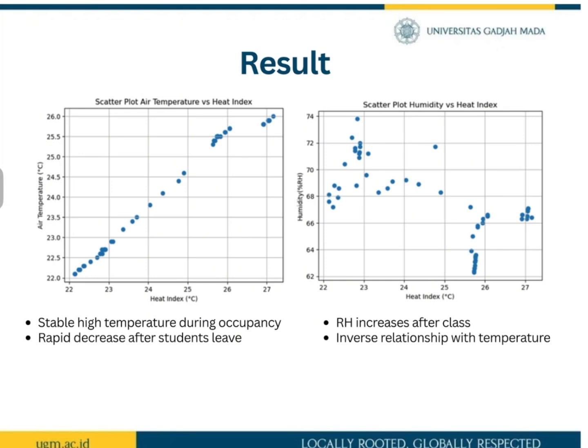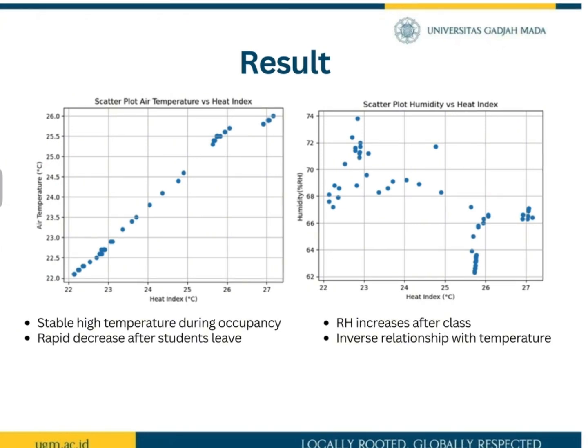During high occupancy conditions, metabolic heat generated by occupants increases air temperature, which directly raises the heat index, even though relative humidity does not increase significantly. Conversely, when occupancy decreases, the air conditioning system operates more effectively in reducing air temperature. This temperature reduction leads to a decrease in heat index, while relative humidity increases due to the reduced capacity of cooler air to hold water vapor.